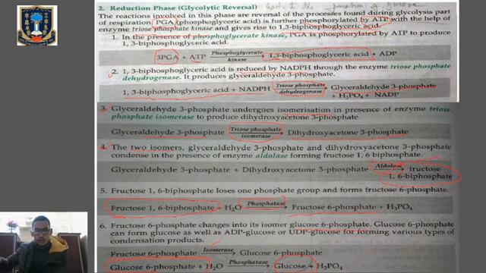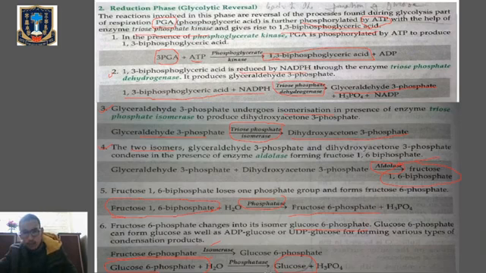Now this fructose 1,6-biphosphate will lose one phosphate group and form fructose 6-phosphate, and finally the fructose 6-phosphate will form its isomer, that is glucose 6-phosphate, and glucose 6-phosphate will finally form the glucose. So glucose is the product of the reduction phase of the C3 cycle, or we can say the Calvin cycle.